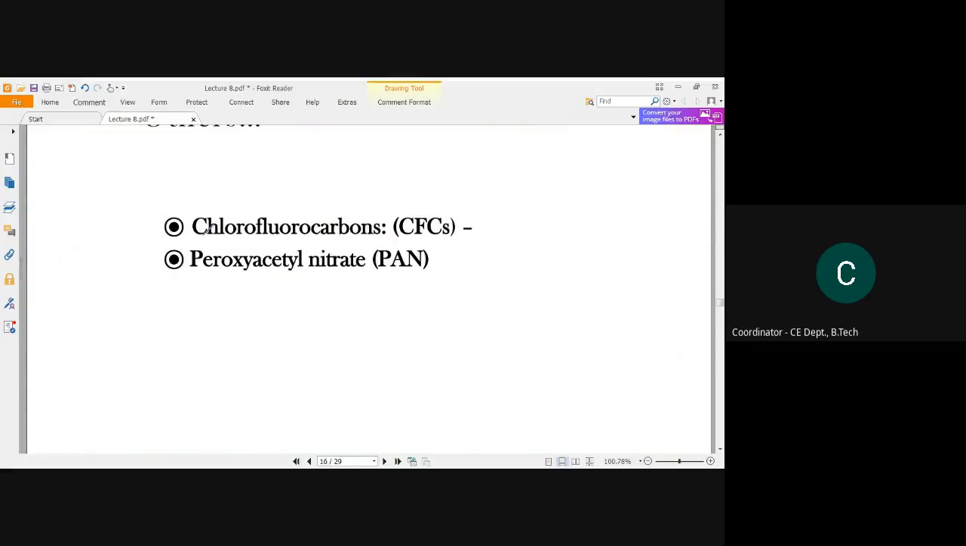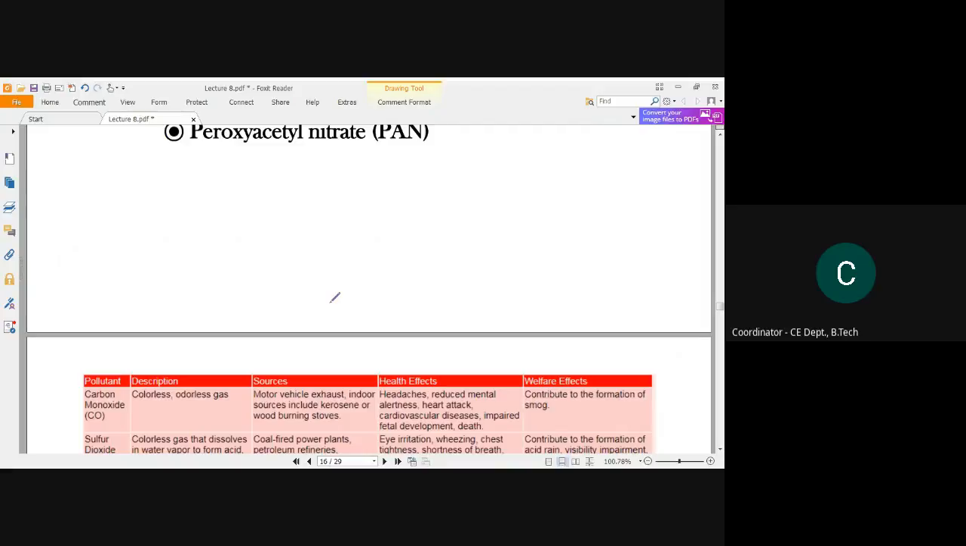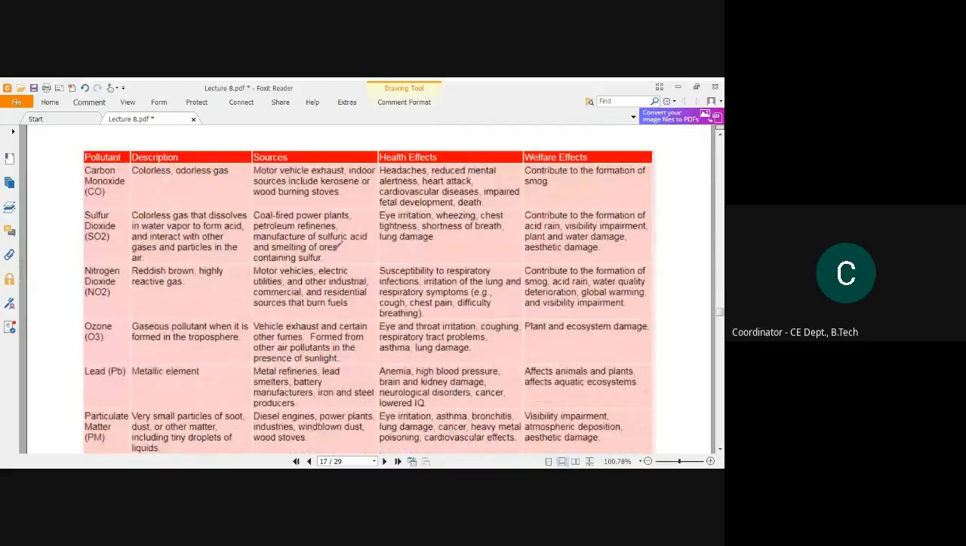And the others are chlorofluorocarbons (CFCs) and peroxyacetyl nitrate (PAN). So let us discuss these under this chart.